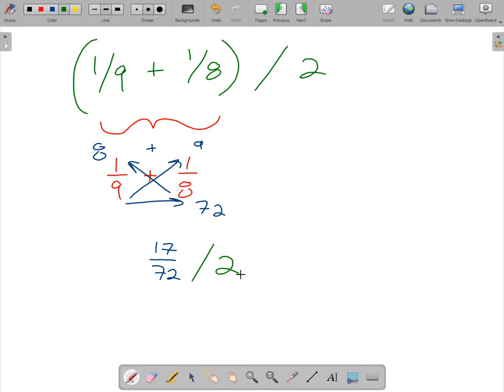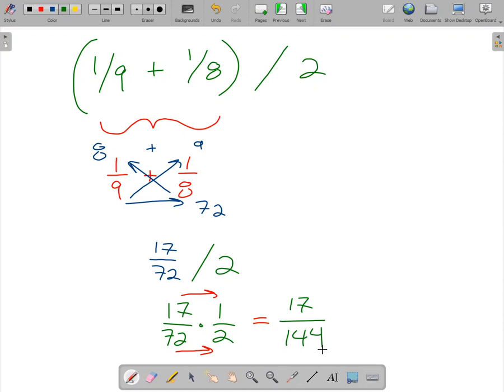Our division algorithm, we had 2 or 3 of them. How do we handle division? You multiply by the reciprocal. So what's the reciprocal of 2? 1/2. So the alternative to this is to say, well, let's try 17 over 72 times 1/2. The algorithm for multiplication is the arrow across the top and the bottom. 1 times 17 is 17. 2 times 72 is 144. That sound right? Yeah. So it looks like the average is 17 out of 144.